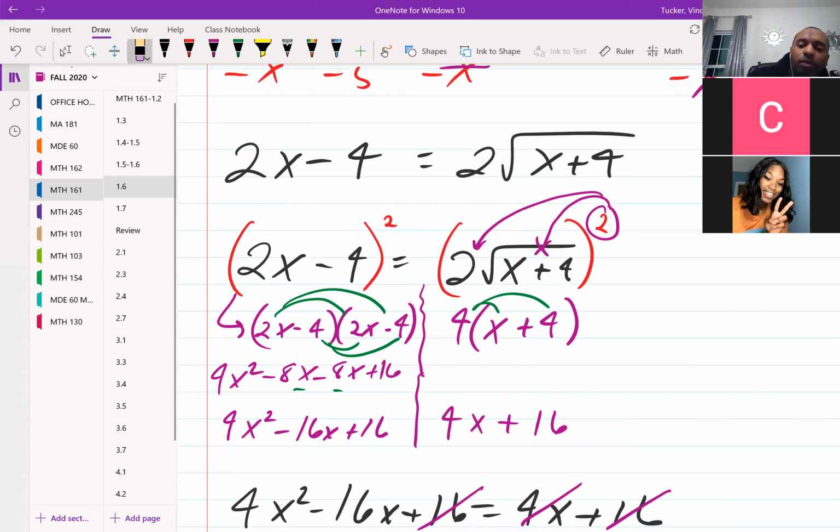Before we go any further, make sure we're okay. That'd be 4x squared minus 16x plus 16 equal to 4x plus 16.